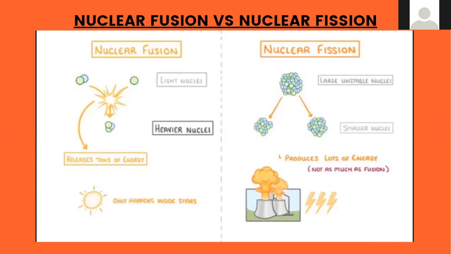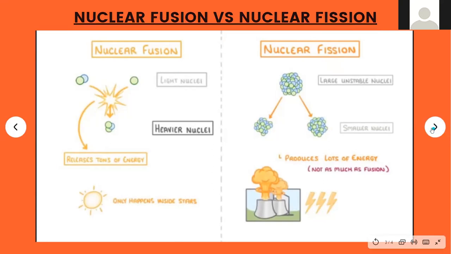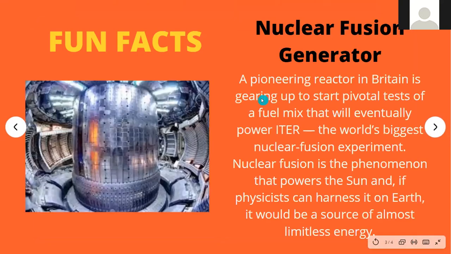So nuclear fission is what we can use on Earth to generate electricity. But for nuclear fusion, it only happens inside stars. But as I mentioned just now, there is also experiment and research to get nuclear fusion one day. So this is one of the experiments, which is a nuclear fusion generator.